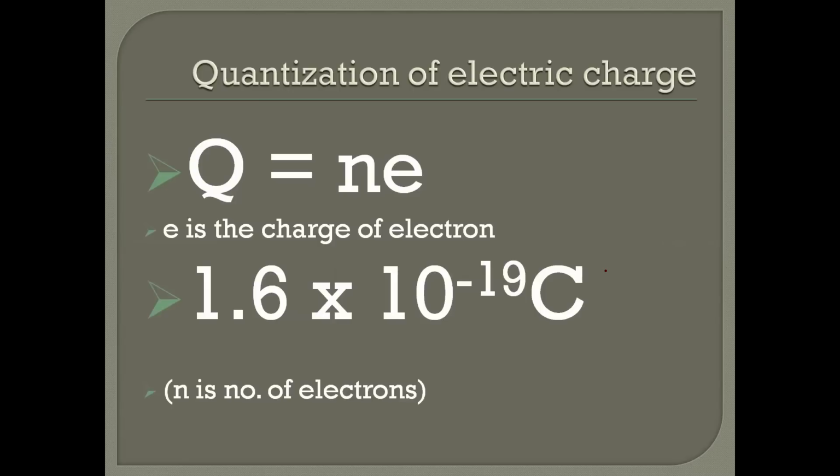For example, any material can have a charge of, say, 10 electronic charge or 25 electronic charge or 36 electronic charge. But it is not possible for any material to have a charge of 11.3 electronic charge. It is not an integer, right? So the quantization of electric charge formula is important. You have to solve problems based on this. Q is equal to N times E.